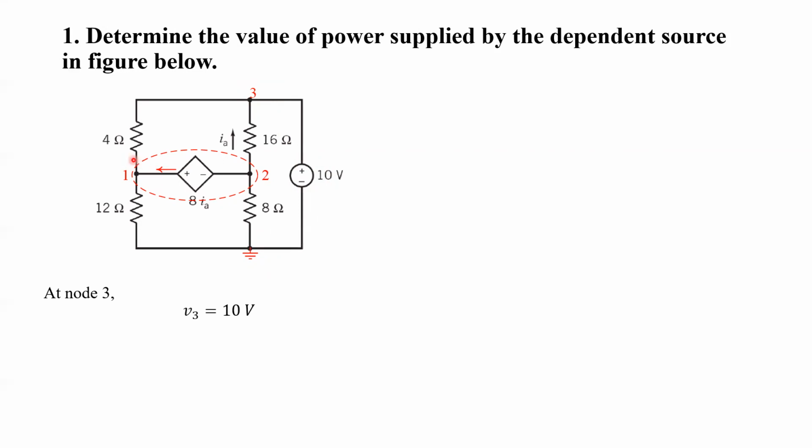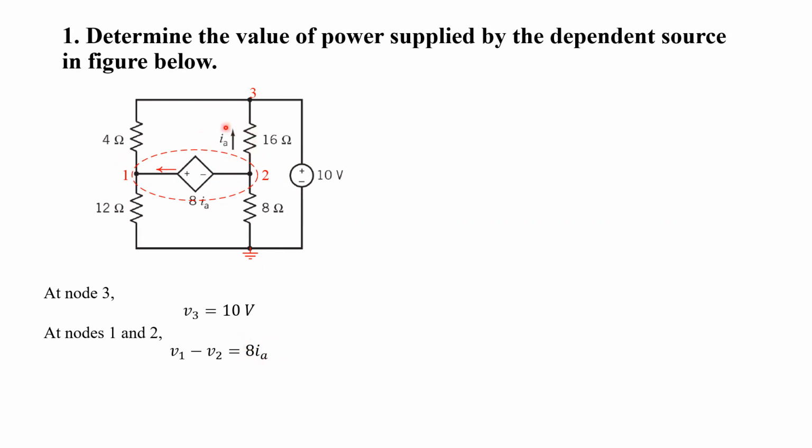Now, between node 1 and 2, we can see that there is a voltage source. So here also we can write V1 minus V2 equals 8IA. V1 is at the positive terminal, so positive terminal minus negative equals 8IA. Here we have to substitute V1 and V2 in terms of IA.